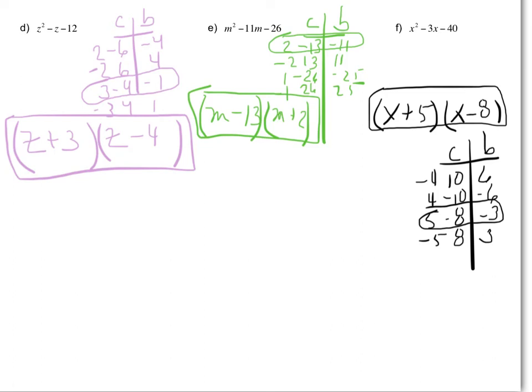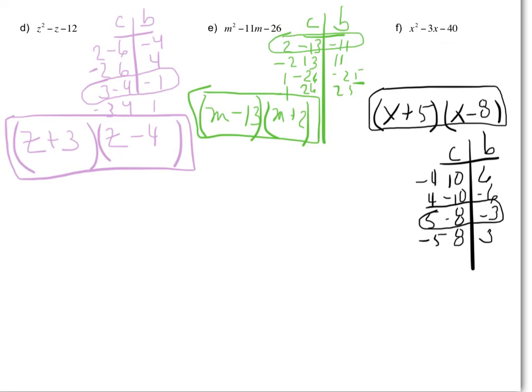In the second one, again, a negative 26 means one is positive, one is negative. 26 actually does not have that many factor pairs to look at, but once I plug them in, I'm looking for the sum to be a negative 11. So 2 plus negative 13 is negative 11. So the 2 and the negative 13 go in.